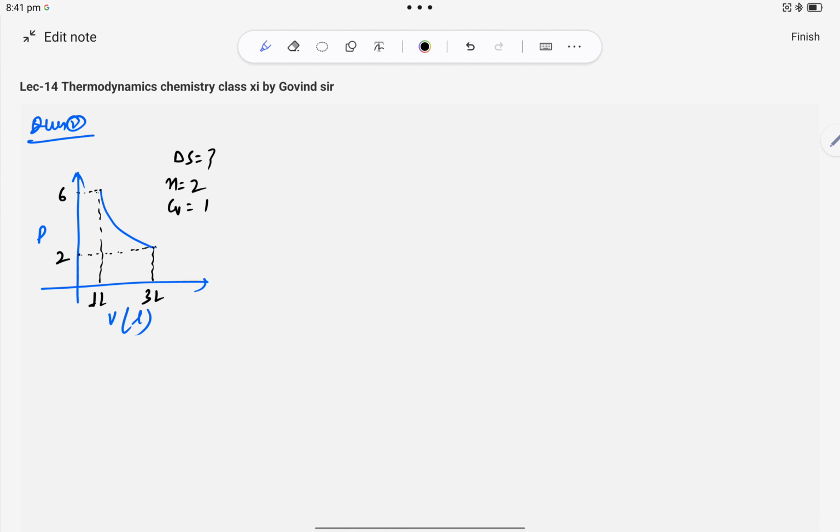CV is equal to 1.5 R. CP is equal to 2.5 R. R is equal to 8.314. The log value is also given. Options are 10, 20, 30, 40.